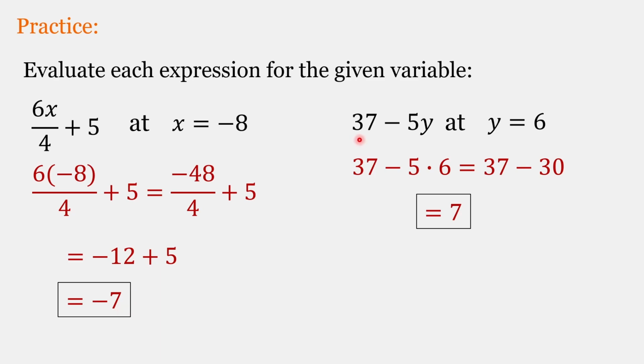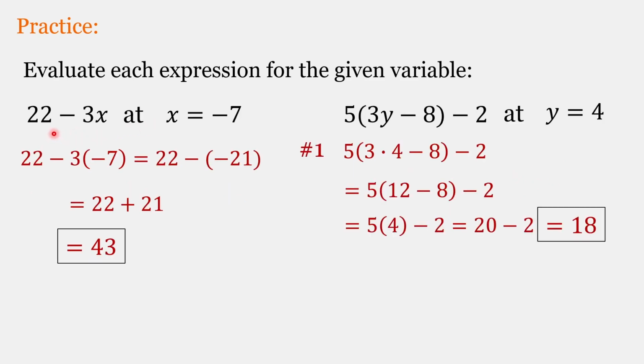For this second problem, we have 37 minus 5y. We're going to evaluate at y equal to 6. So that gives us 37 minus 5 times 6. 5 times 6 is 30. 37 minus 30 is 7.